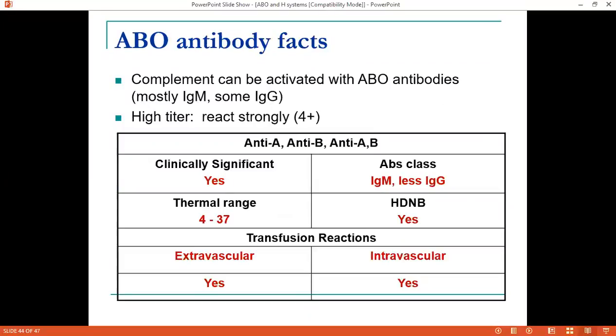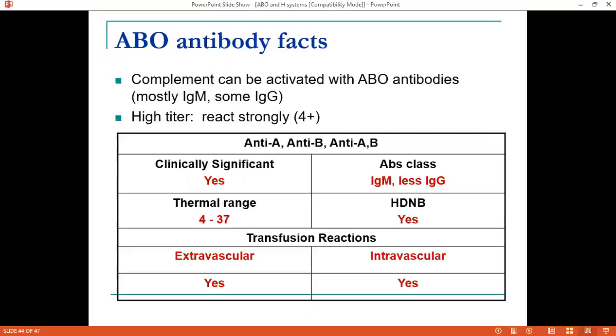Now, this anti-A, anti-B, and anti-A,B are able to bind complement. The main difference is that, of course, the IgM antibodies are the pentamers, so you only need one molecule to activate the complement cascade, whereas the IgG anti-A,B, you would actually need a couple of them. They are, again, in high titer, so they react very, very strongly. You should be getting like 4 pluses and 3 pluses in a person's reverse type. If not, then they must have some other type of clinical condition or they're very old.